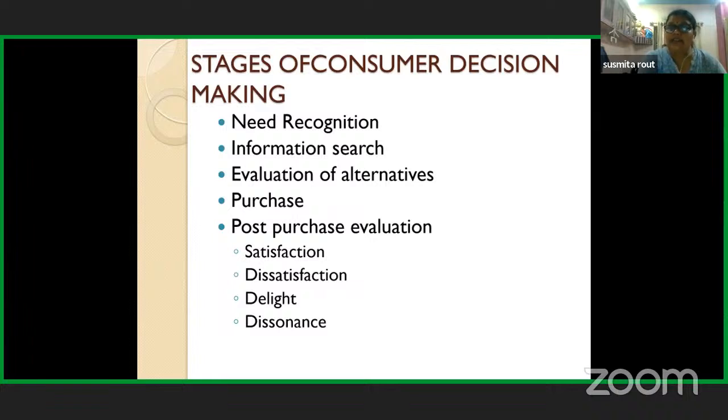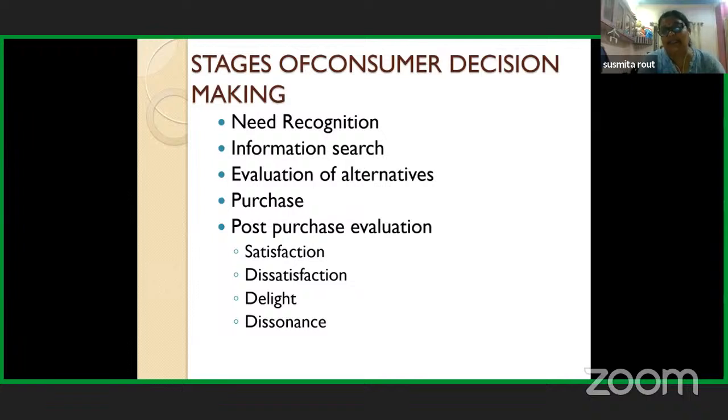Now, after making a purchase, there can be 4 probable post-purchase experiences. Those 4 possible post-purchase experiences arise because while making a purchase, every consumer develops certain expectations. He expects that the product will perform in a certain way. And if the actual performance of the product matches the expected performance of the product, then the consumer is satisfied. If actual performance is exactly equal to expected performance, then the consumer is satisfied.